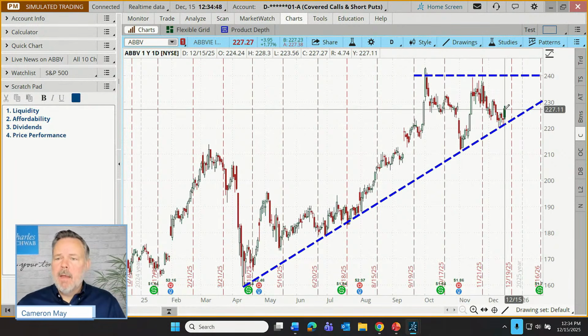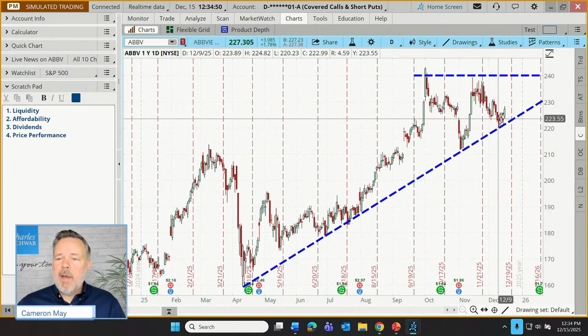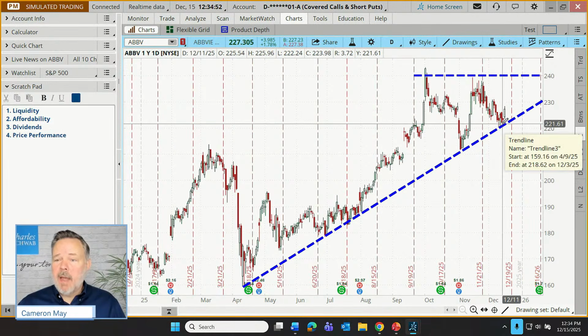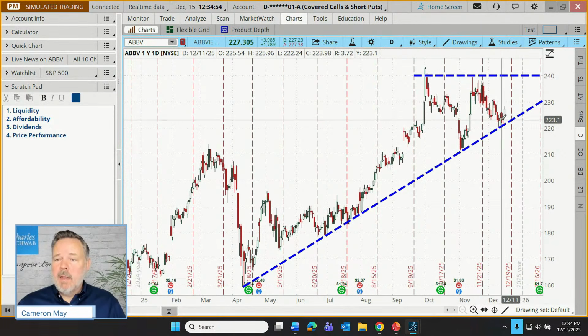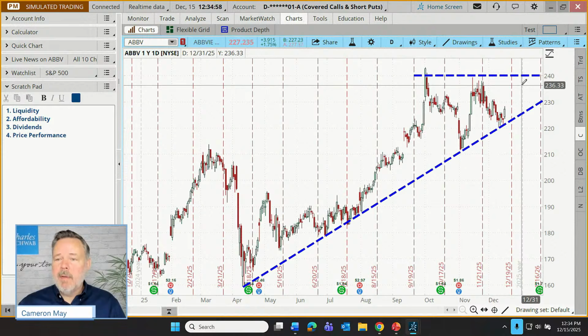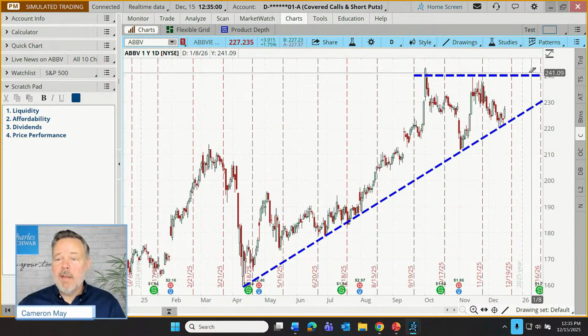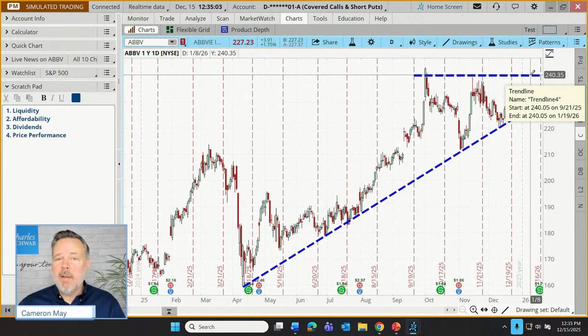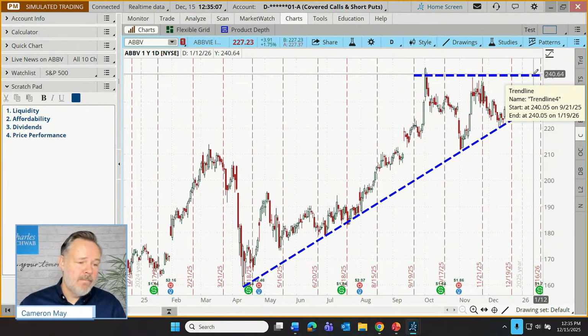Okay? But we're bouncing off this apparent trend line, possible support. Let's say we buy the shares, give them room to the upside to move up, and then allow, if someone else wants, maybe the trader allows them to have the right to buy their shares for $240.